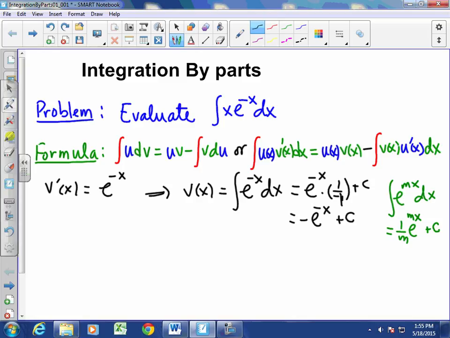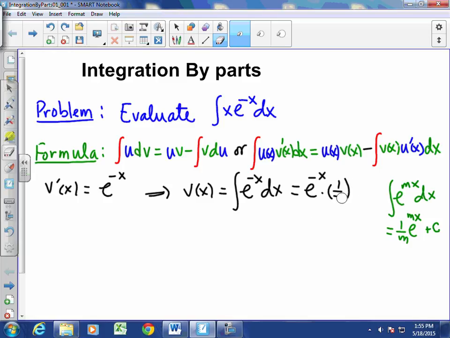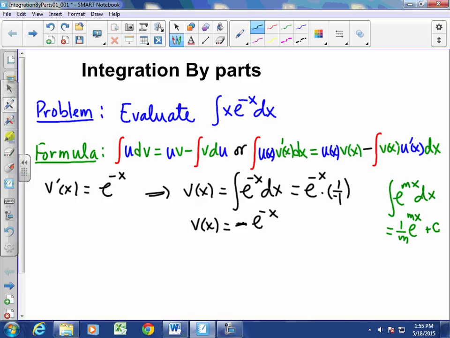At this point, because we still have an integral on the right-hand side of the formula, we do not need the c. So I'm going to remove the c and say v of x equals negative e to the negative x. And u of x is the remaining factor in the integrand, which is, in this case, x. So u prime of x is 1.